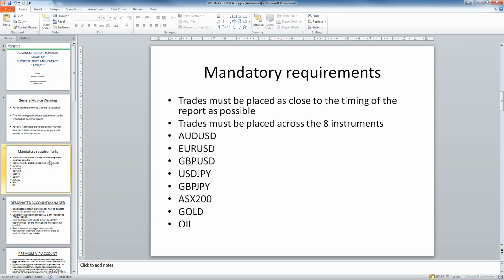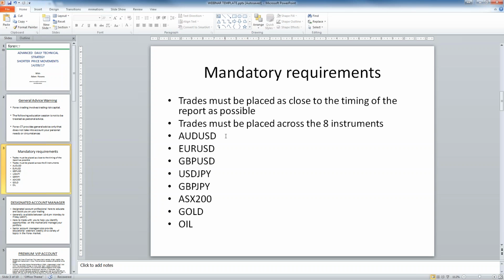Before we go on, there's a really sound message I want to reiterate on this webinar: the 2 mandatory requirements for this strategy to be optimally implemented are that the trades must be placed as close to the timing of the report as possible. So we get the report once at 6:30 in the morning and once at around 4 o'clock in the afternoon. Now, I realise that 6:30 is quite an early time for some, and 4 o'clock is traditionally when most people are at work, Australian Eastern Standard Time, that is.